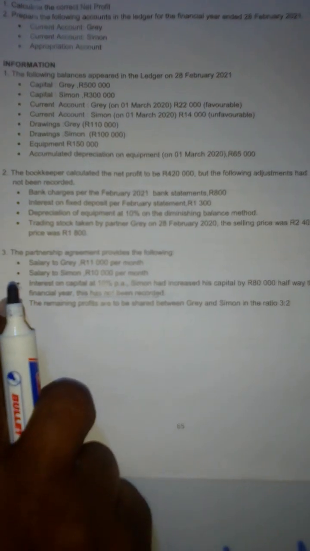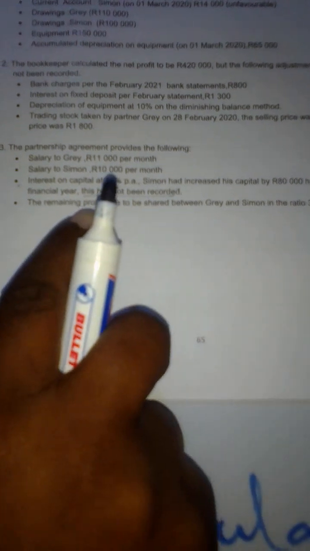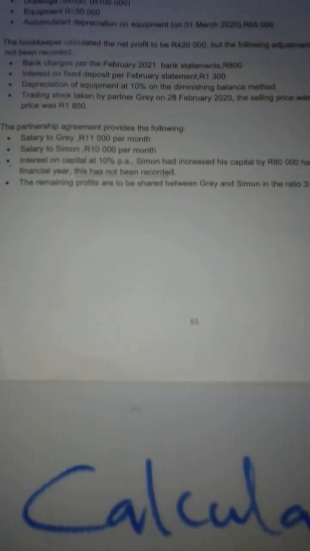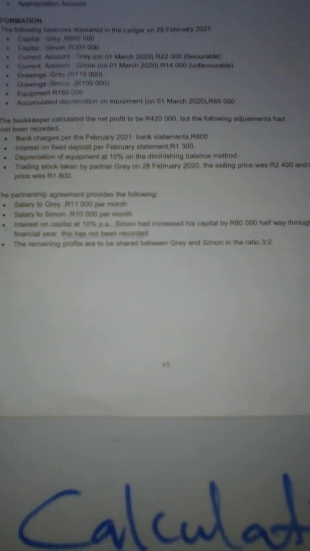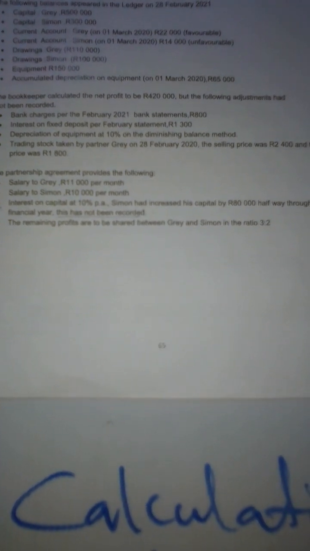Let's identify the other transactions that are given that affect our current accounts. We are given information on number 3. The partnership agreement provides the following. The salary to Gray is 11,000 per month. The salary to Simon is 10,000 per month. We calculate the salaries per annum. For Gray, we multiply 11,000 times 12. It will give us 132,000.